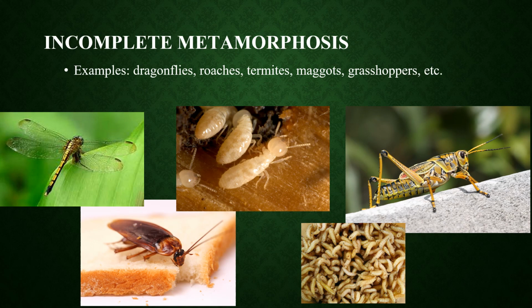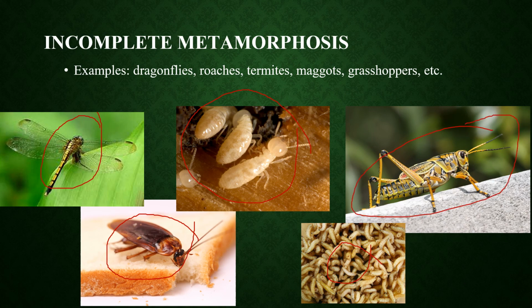Other examples for incomplete metamorphosis. We've got dragonflies. It's a pretty common example. That's this one right here. Roaches. This one right here, really gross. Termites, the kind of bug you would find eating wood. Most people are really worried about getting them in their houses when they buy houses. Maggots, and then obviously grasshopper, like we said earlier.